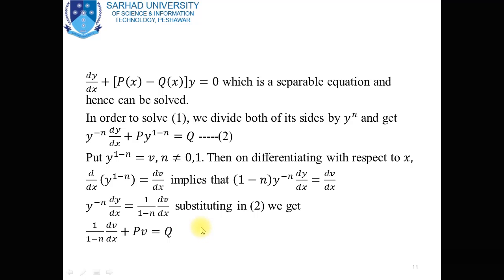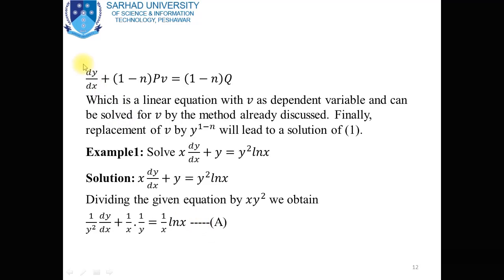After simplification, we obtain the standard form of linear differential equation, dv by dx plus (1 minus n) pv is equal to (1 minus n) q function, which is a linear function with v as dependent variable and can be solved for v by the method already discussed. Finally, replacement of v by y power 1 minus n will lead to a solution of equation number 1.